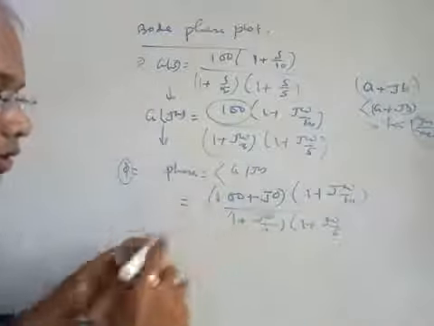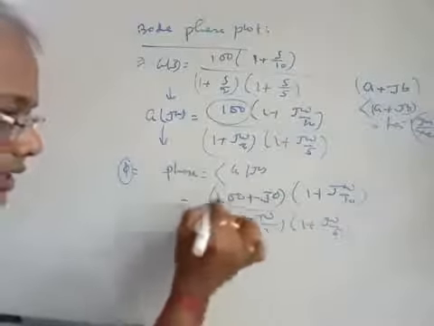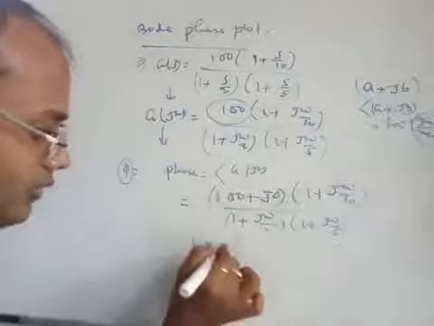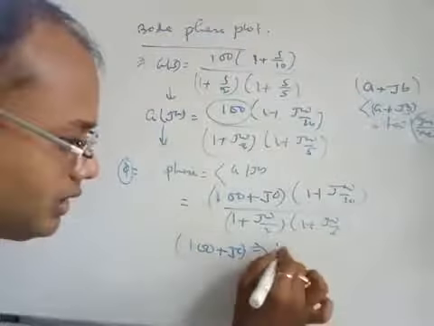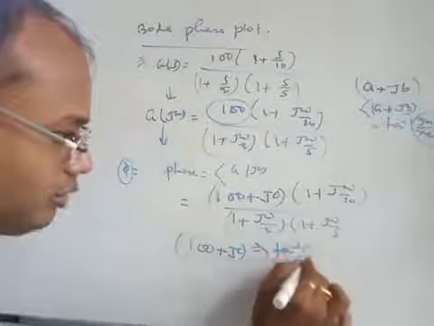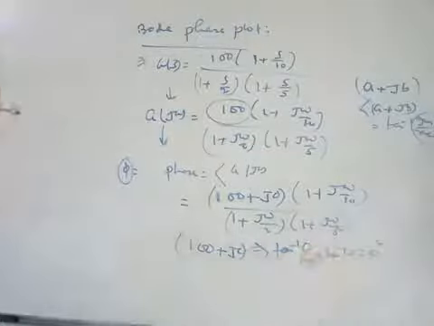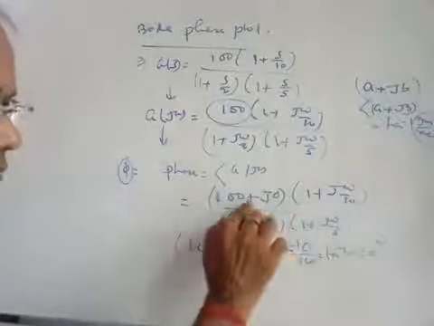First of all, we consider 100 plus j0 in the numerator part. So this factor is 100 plus j0, and it is in the numerator. What is the phase corresponding to this? This is tan inverse of 0 by 100. Tan inverse 0 means 0 degrees, right? There is no confusion in it. So this is the phase corresponding to this.